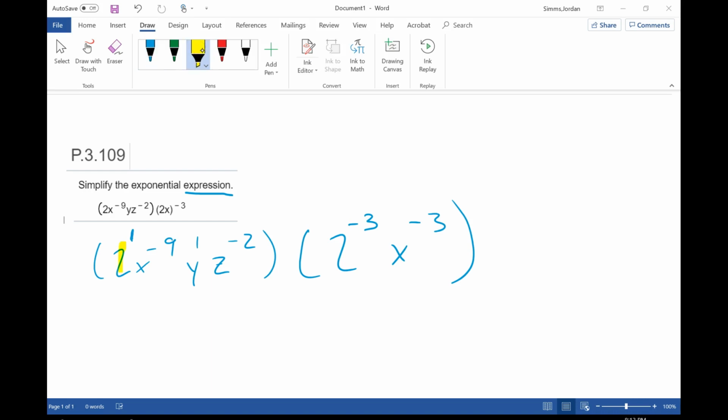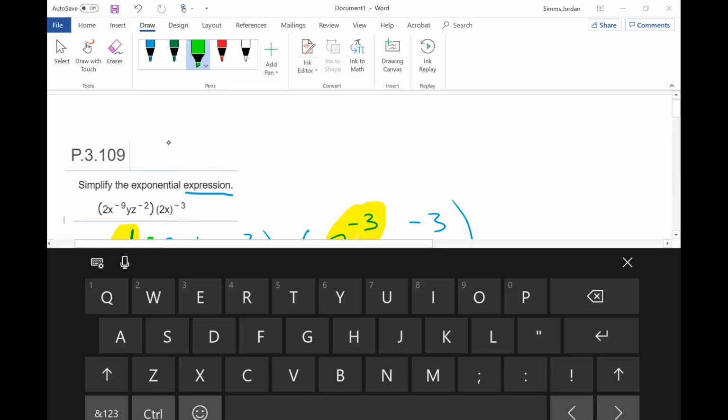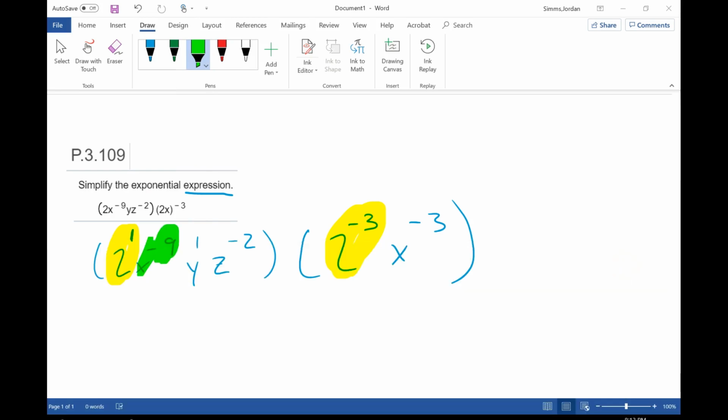So really we can just see this as using a bunch of exponent properties over and over and over again, right? I'll highlight that one yellow. I'll highlight this one green. We have our x's. And then we have y and z, right? Which don't really need to be highlighted. So let's take a look at that one.